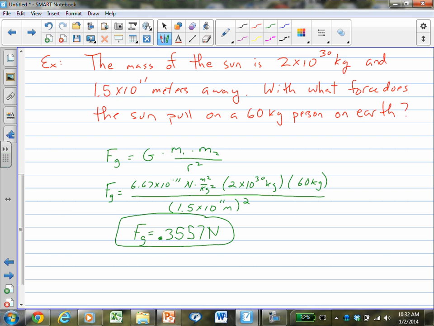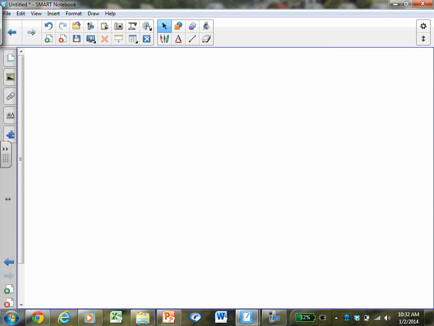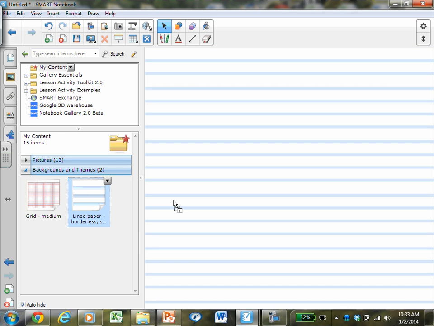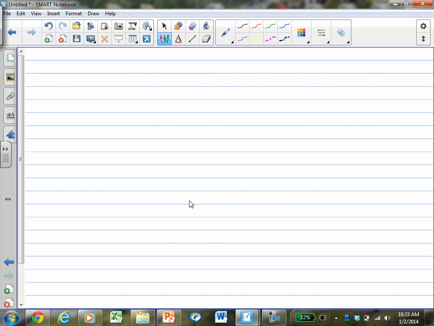So, not very much. The Earth is pulling down on that person at approximately 600 newtons. However, still a significant amount. Okay. So, let's look at the concept of universal gravitation in terms of little g. So, Fg is G times m1 times m2 over r squared.